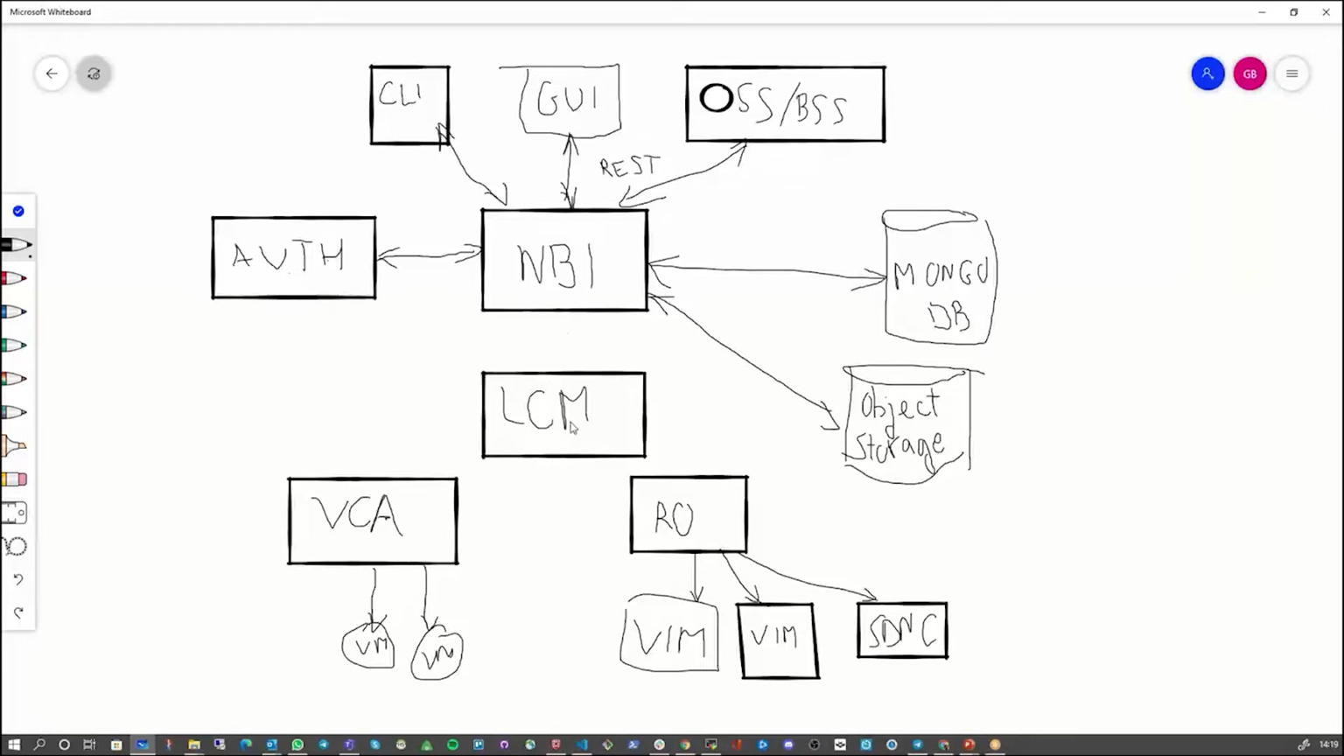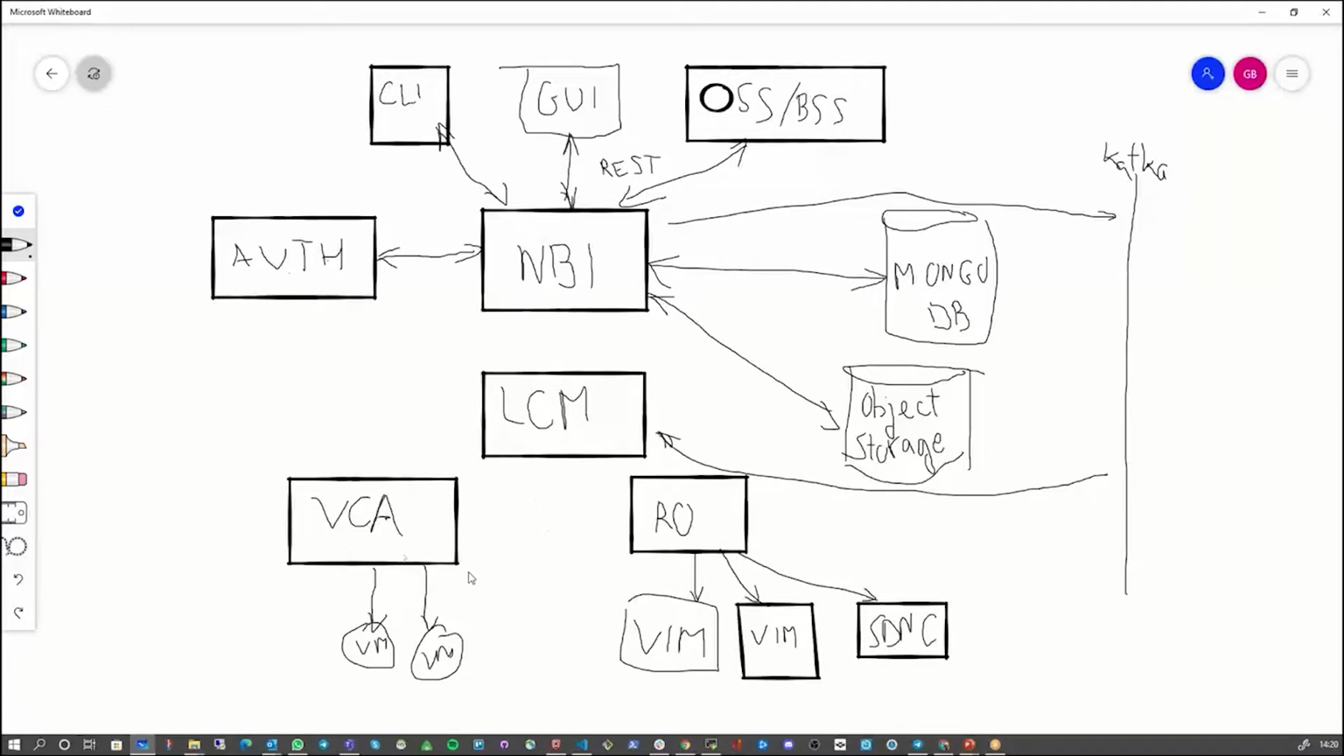How do all these modules, NBI, LCM, RO, and VCA, talk to each other? There is a Kafka bus. Kafka could be used for different purposes, but in our case we are using it as a message bus to exchange messages between the modules. Whenever there is an instantiation request, NBI will publish to Kafka, and LCM will get it and manage the life cycle of that instantiation.